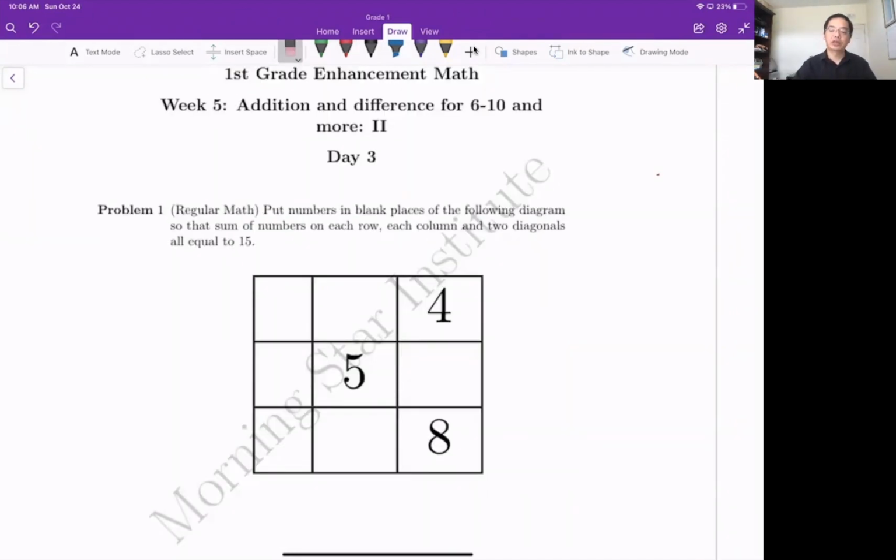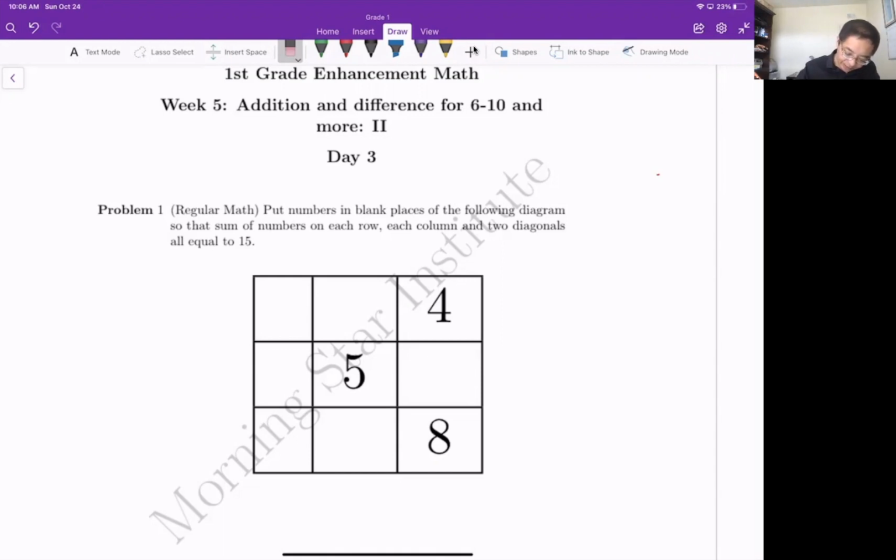Day 3, question number 1. The problem says here we have a square that has 9 small squares, and each square has a number. It says if you add each row and each column, and also each diagonal, the 3 numbers on those rows, columns, diagonals added together should all equal 15.